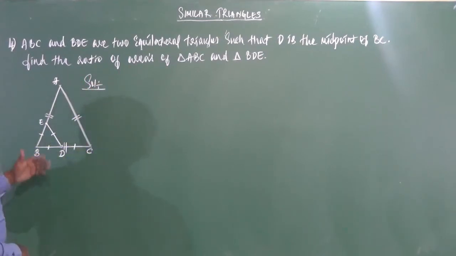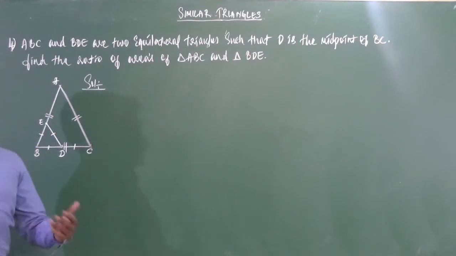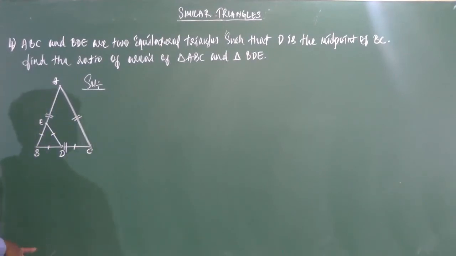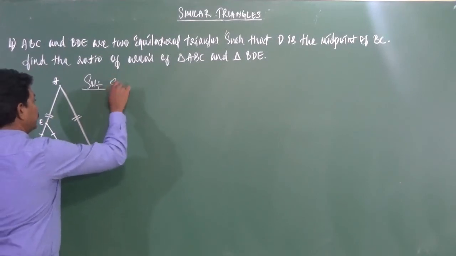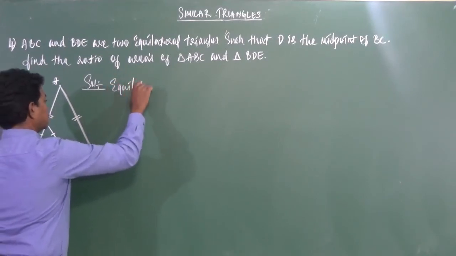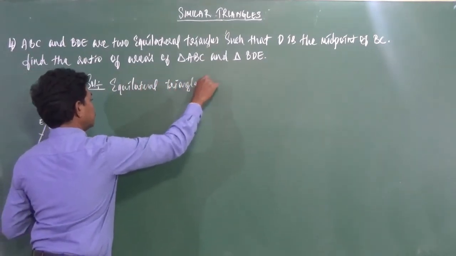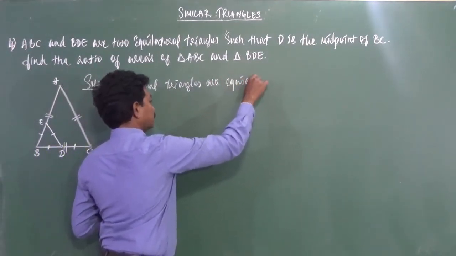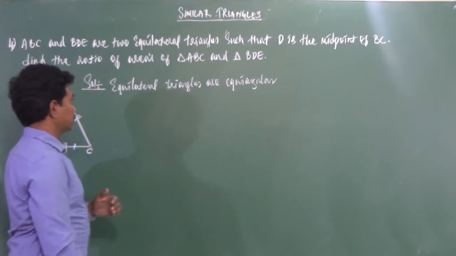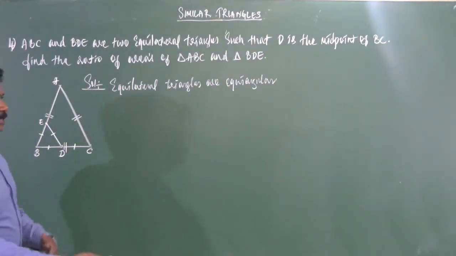Right. So here it is not mentioned that both the triangles are similar. Just he has mentioned that both the triangles are equiangular, that is equilateral. So I can go with the result like this. Equilateral triangles are equiangular. So therefore, if 2 triangles are equiangular, then they are similar.